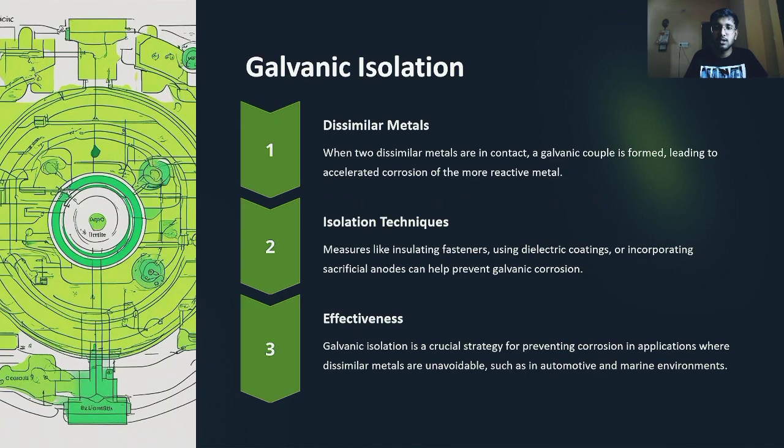Next, we have galvanic isolation, which covers dissimilar metals, isolation techniques, and effectiveness. So, dissimilar metals: when two dissimilar metals are in contact, a galvanic couple is formed, leading to the accelerated corrosion of the more reactive metal. Isolation techniques, the second topic: measures like insulating fasteners using dielectric coating or incorporating sacrificial anodes can help prevent galvanic corrosion. Effectiveness: galvanic isolation is a crucial strategy for preventing corrosion in applications where dissimilar metals are unavoidable, such as automotive and marine environments.